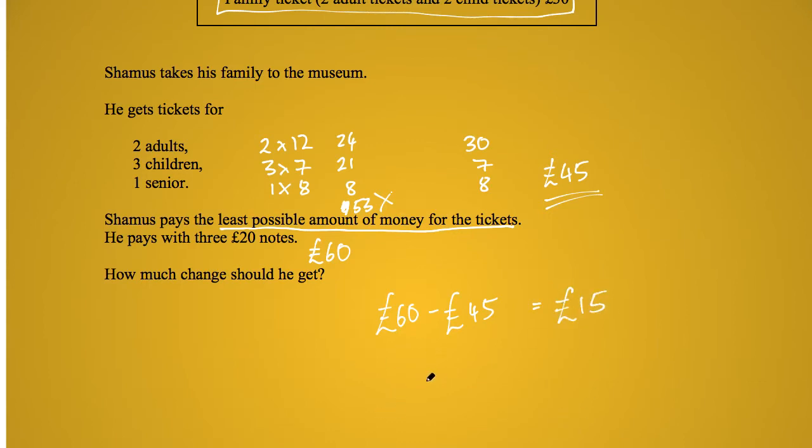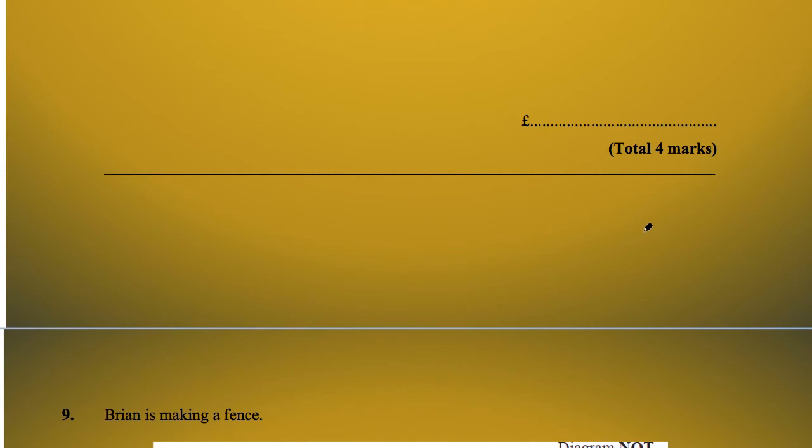If you were thinking 25, just be very careful. If you're likely to make that mistake, do the long method. Borrow from that one. 5 from 10 is 5. 4 from 5 is 1. £15. Put that answer on the answer line because it's there given for us. £15.